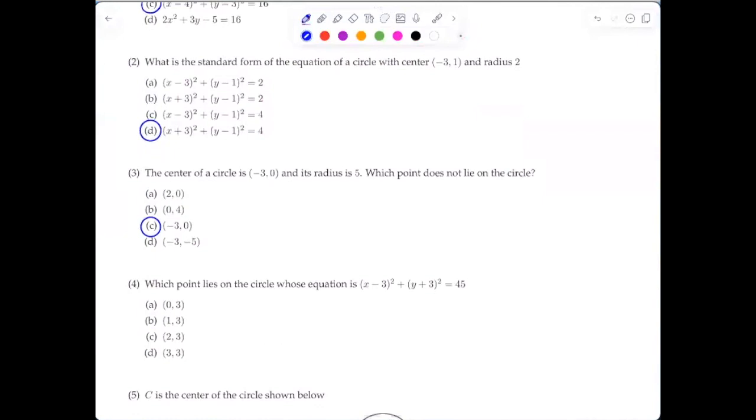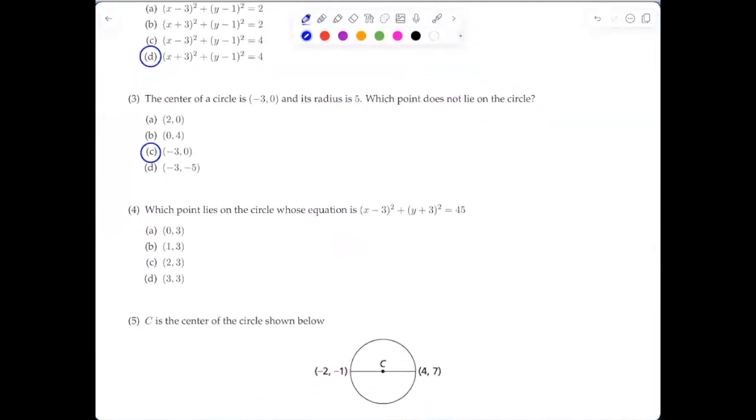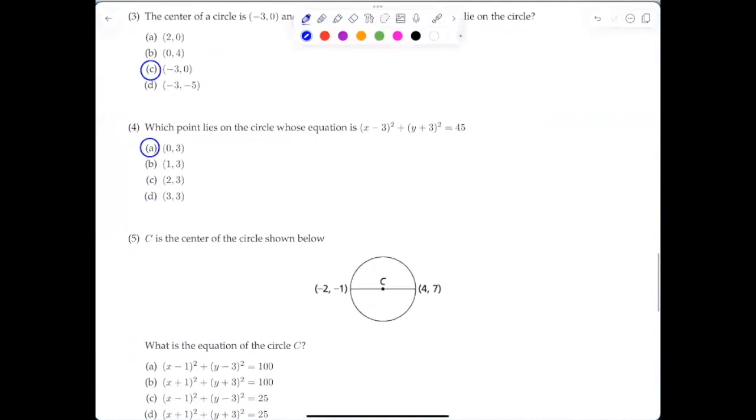Number 4, which point lies on the circle whose equation is x minus 3 squared plus y plus 3 squared equal to 45? Which one? A. Good. Okay. So which point lies on the circle? So basically, you just substitute the point into the equation. And if you have a true statement, then that is the point. Okay.